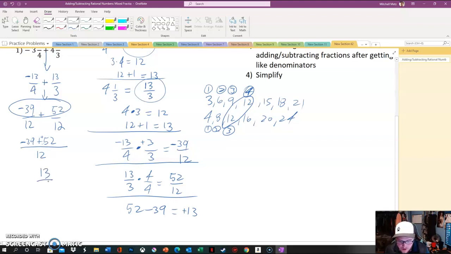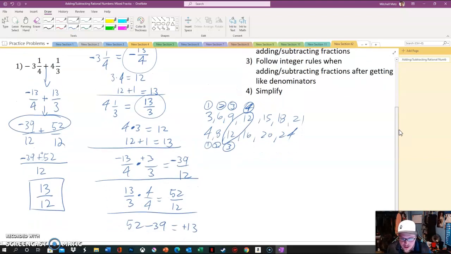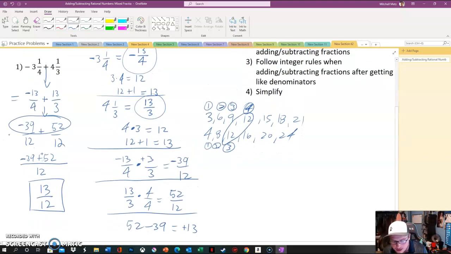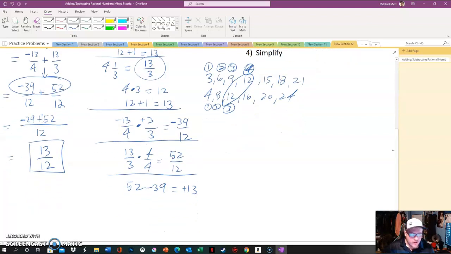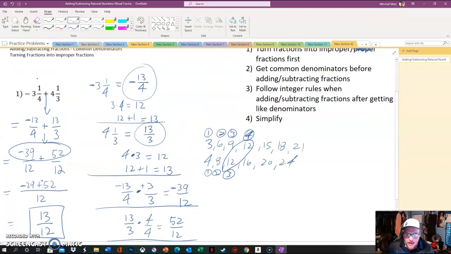13 over 12. And I am done. I just solved my mixed number fraction. So there should be equal signs on the side, but that's how you do it. That is the step process. And again, you can simplify. I can't simplify that. There's nothing I can divide out of both 13 and 12 to simplify it. So we're done. So that's how you do a mixed fraction.